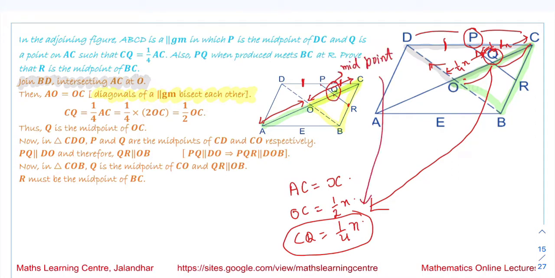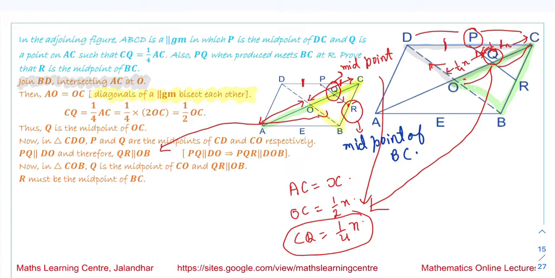Q is the midpoint. Next thing, we have already proved that these lines are parallel to each other. These lines are parallel to each other. So from this what we get is that R is the midpoint of BC, and this is what we have to prove.